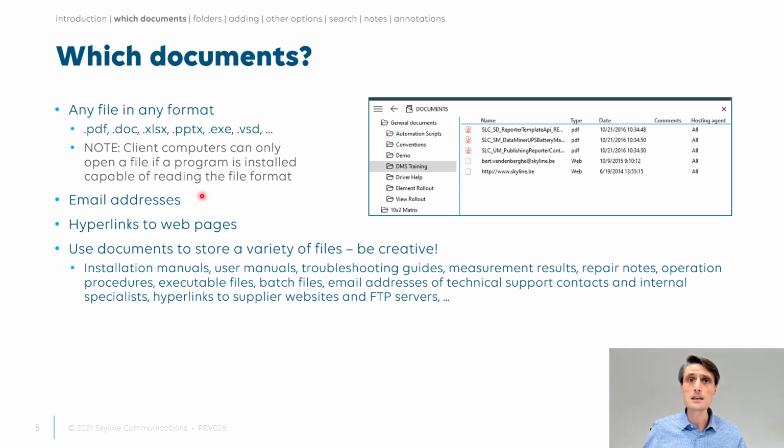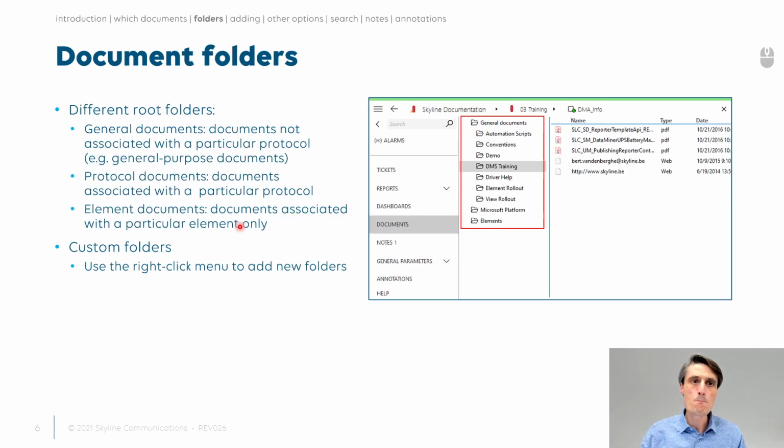Next to that, you can also add email addresses and hyperlinks to websites. So be creative, put in there technical documentation, API documents, user manuals, technical contact persons, etc. To keep it organized, we use folders, similar to what you would have in a file explorer, so nothing special there. You do have the possibility to create specific folders and subfolders, but there will be some root folders that are fixed and hard-coded in the system.